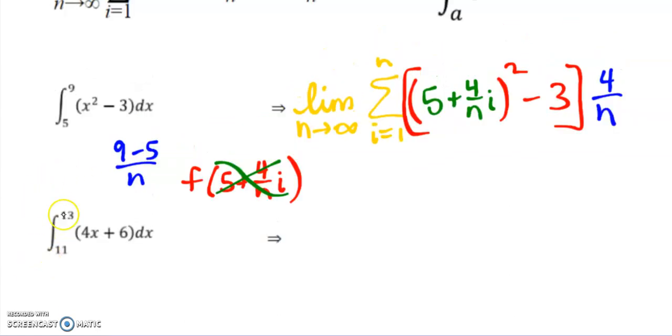Then I could do some algebra cleanup, go through, take the limit as n goes to infinity. Go ahead and try to go from this integral. Sum up the area between 11 and 13 under the function 4x plus 6 with respect to the x-axis. Pause your video and try that one.